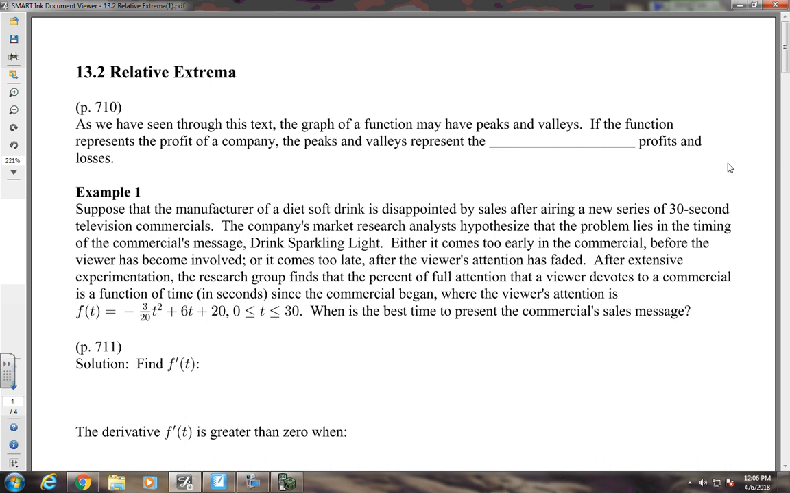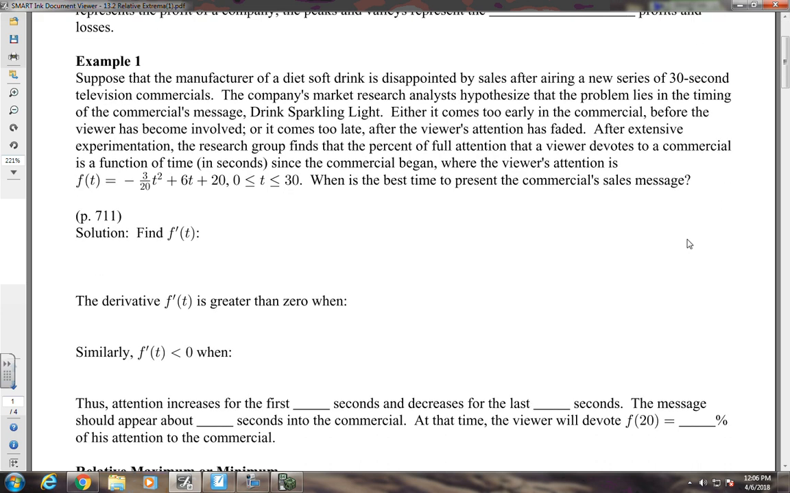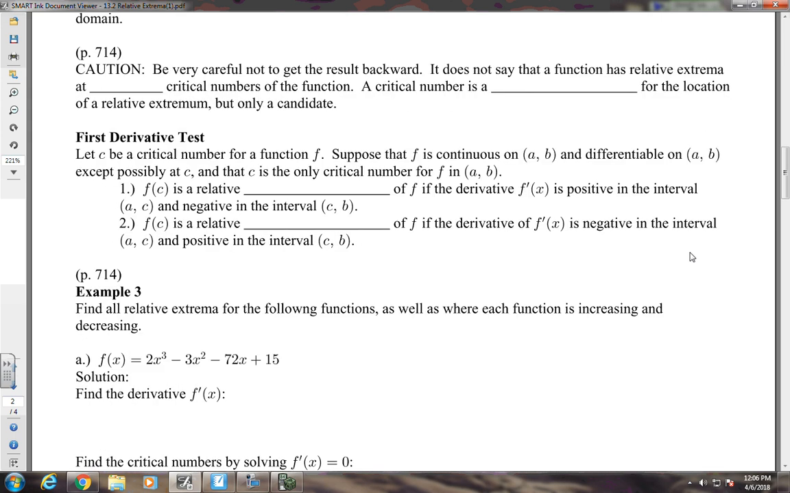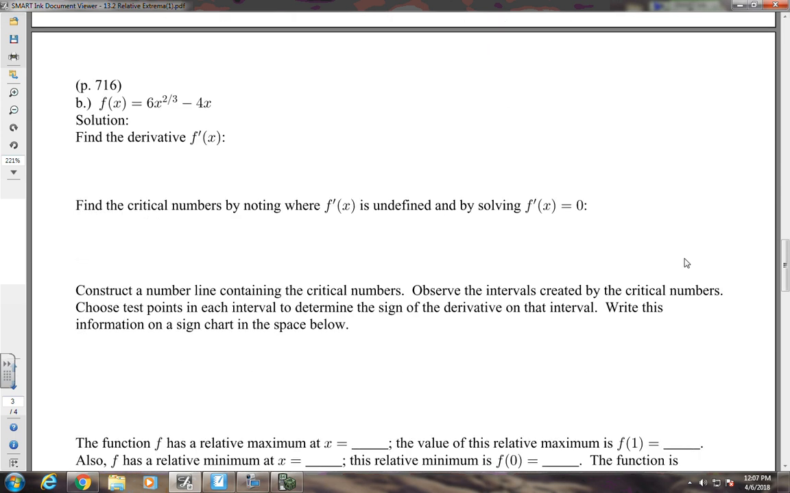So take some time to read the book, go through the notes. In this video, I'll work examples 3b, 3c, and example 4. So I'm going to go through the last 2 pages of notes with you as we get into this information.